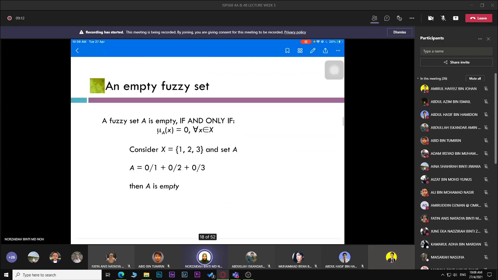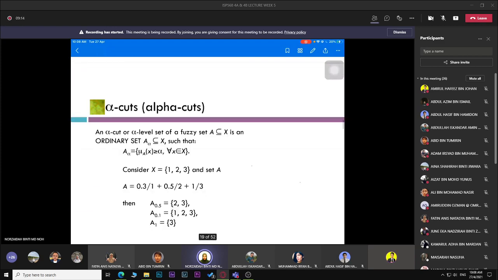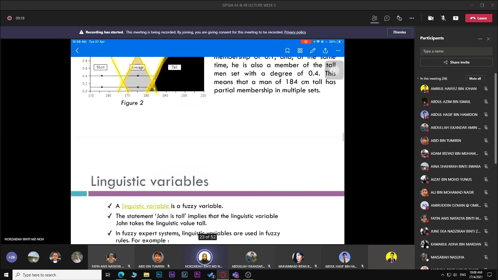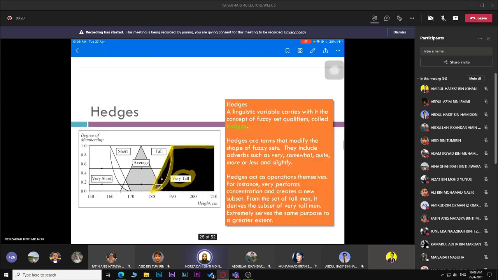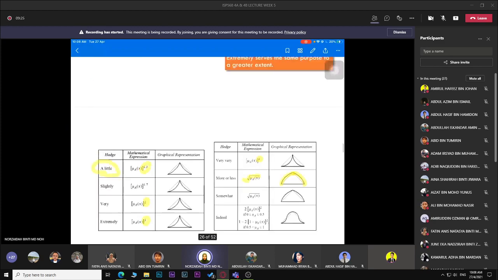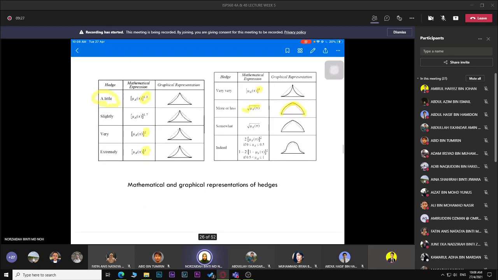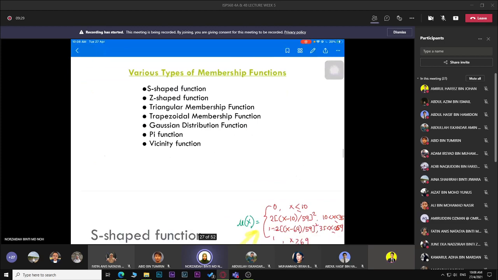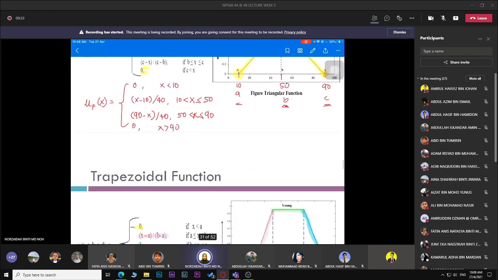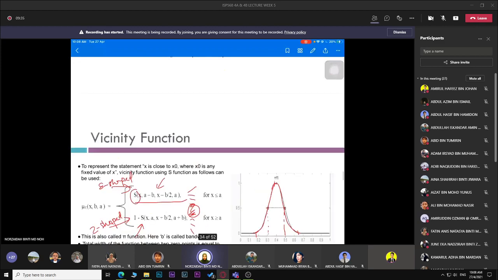So these are the things that you've done in your tutorial yesterday, and you also looked at how to represent the fuzzy sets using the membership functions. And we also already looked at hedges, which actually strengthen the shape of a fuzzy set. Okay, and also all of these functions.